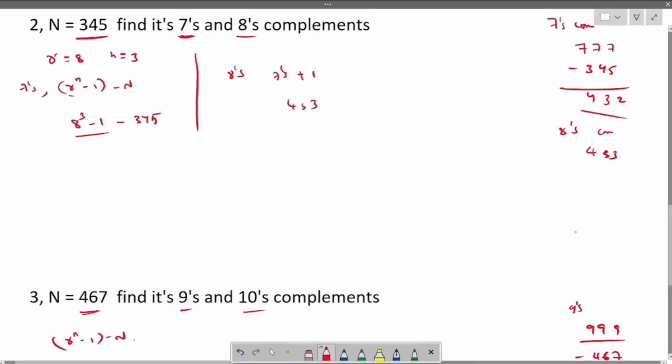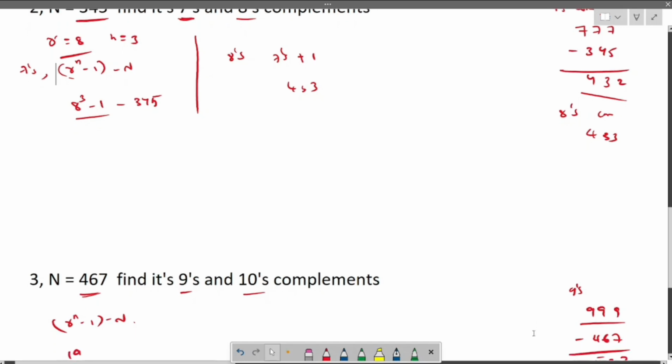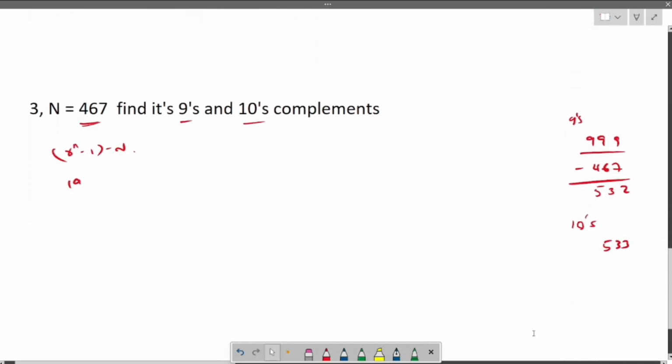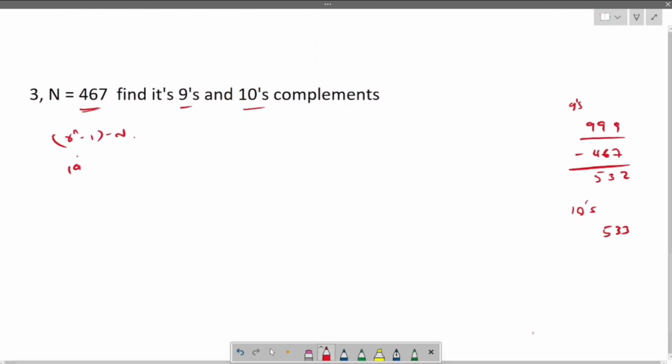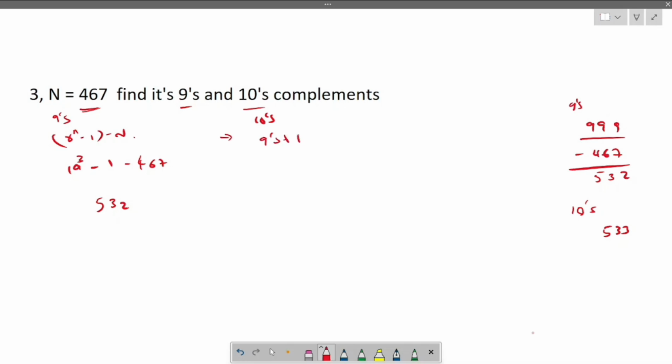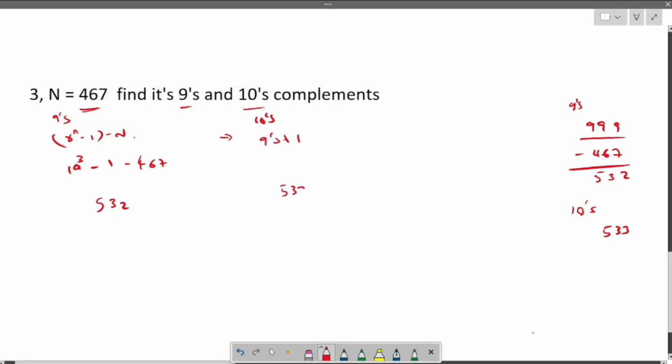Let us recall the previous one. There the base is 8, right? In the same way, here the base is 10, because it is decimal. So 10 power 3 minus 1 minus 467, we will get 532, which is the 9's complement. And the 10's complement is this 9's complement plus 1, which is the same 533.